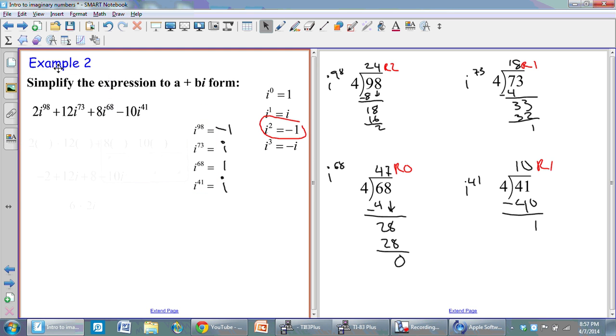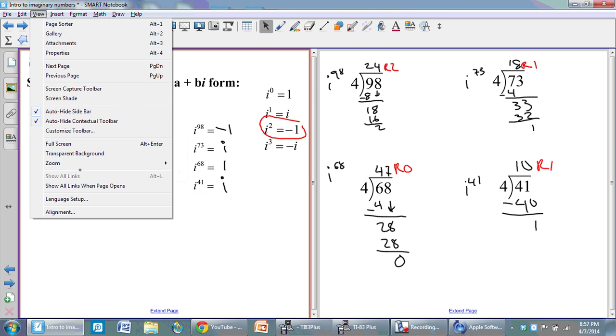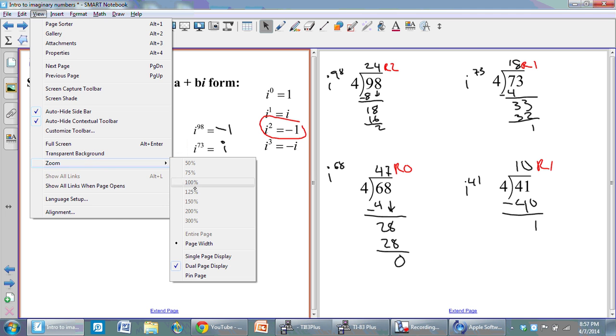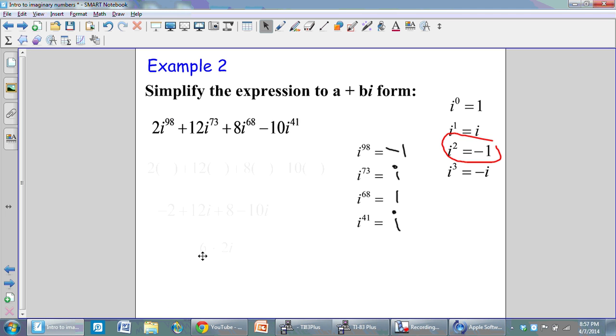Okay, now let me get rid of the dual screen. You don't really need it anymore. Single page display. So now we're going to substitute. We know i to the 98 is negative 1, so I substitute negative 1 in here. i to the 73 is i, so I substitute i in there. i to the 68 is 1, so I substitute 1 in there. i to the 41 is i, so substitute i in there.